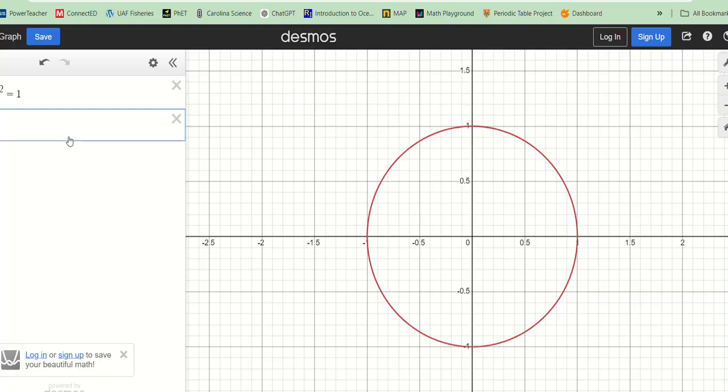We have a few ordered pairs. 1/2. There's one of them. Root 2 over 2.